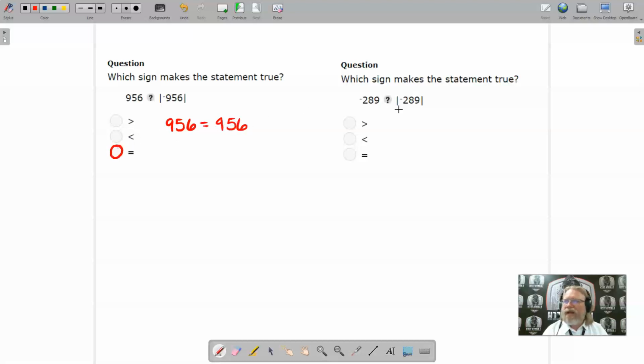And finally, for the last one, I have a negative 289, and I need to compare that to the absolute value of negative 289. Well, that's going to become positive 289 because negative 289 is positive 289 units from 0 on a number line, and negative numbers are always less than positive numbers, so we want to select less than.